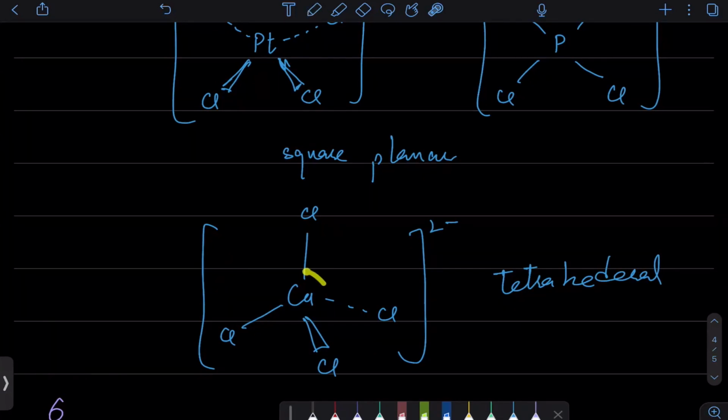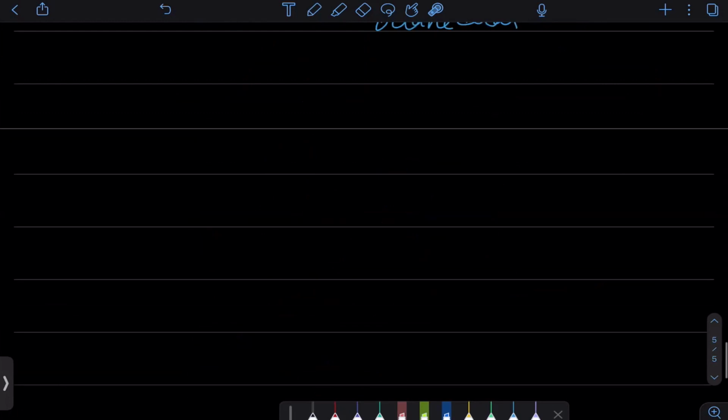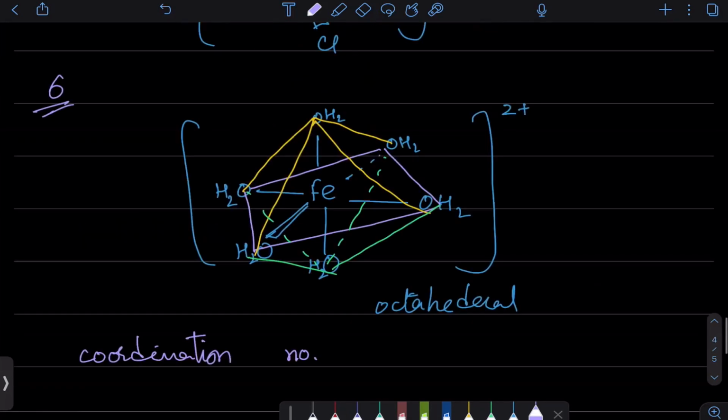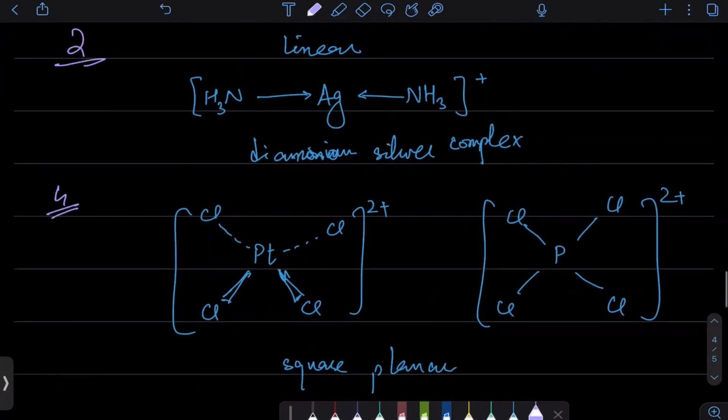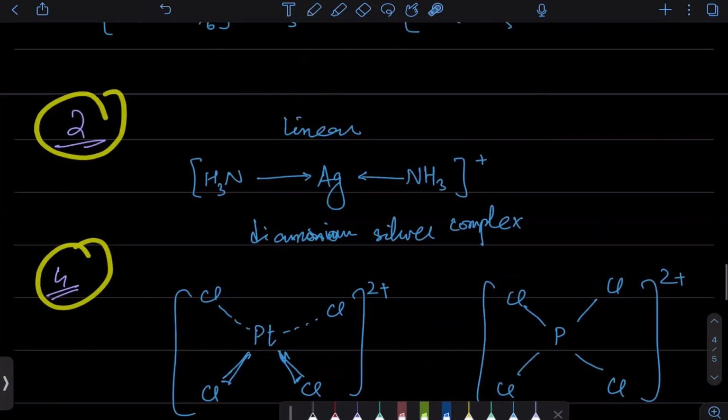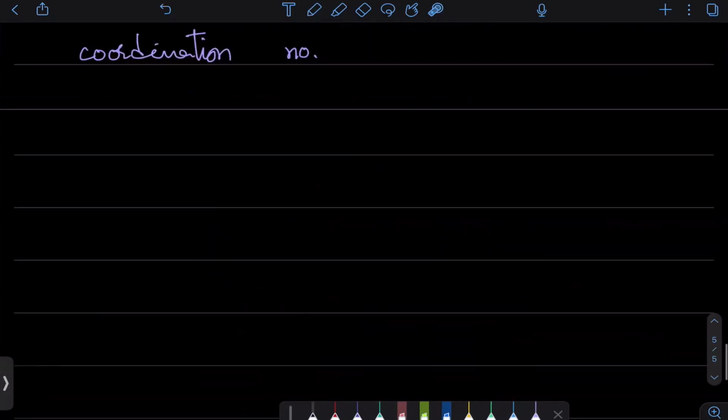Now, the central atom, depending on how many dative bonds it has made, we call that a coordination number. So in this case, the coordination number is 6. In this case, the coordination number is 4. And in this case, it is 2. So these numbers that I was writing were actually the coordination number of the central metal ion. And it does not matter whether one ligand makes one bond or two bonds or three bonds or even six bonds. The central metal atom is what we're going to look at to figure out its coordination number.